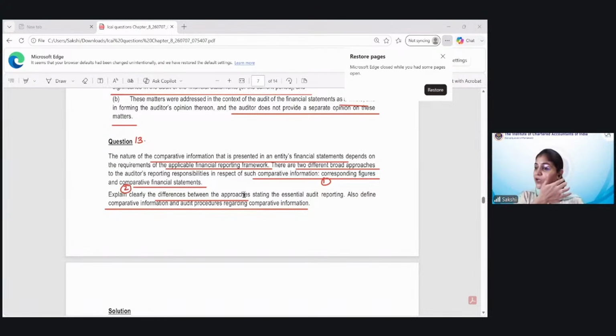So first question, you differentiate between what is corresponding and what is comparative. Second is specifically on comparative information. So what is corresponding? What is corresponding information?